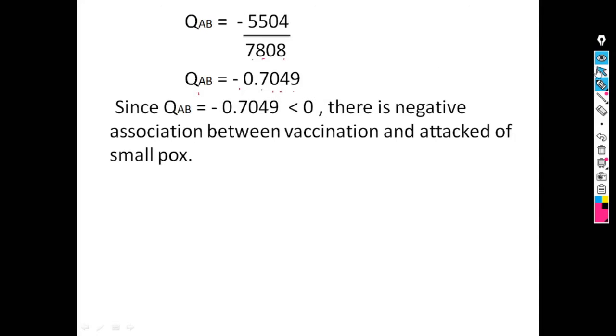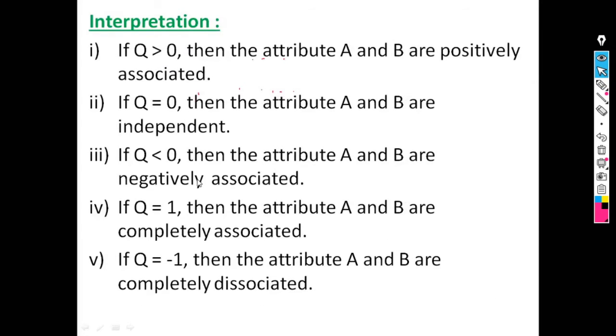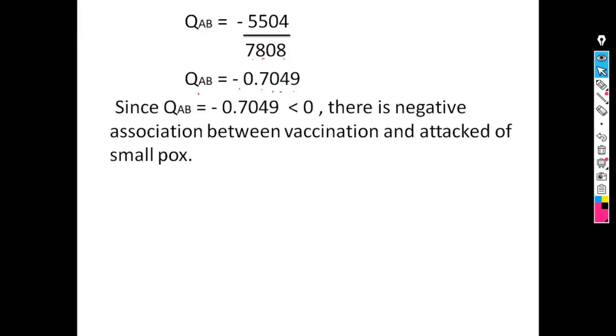0.7049. And we know the interpretation: if the value of Q of AB is less than 0, then the attributes A and B are negatively associated, means there is negative association between the attributes. Since our answer is negative, we can conclude that there is negative association between the two attributes. Here our attributes are vaccination and attack of smallpox, so there is negative association between vaccination and attack of smallpox.